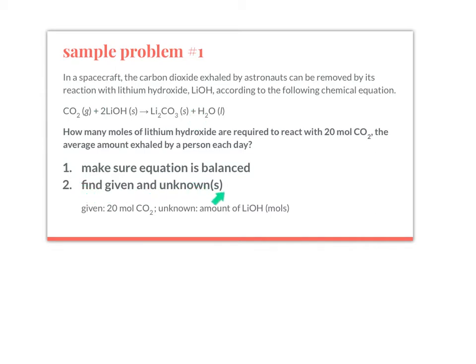Next, we have to find the given and the unknown. So the given is what is given to us in the problem, which is 20 moles of CO2. That's our given. And the unknown is what we're trying to find, which is moles of lithium hydroxide. Okay? So, obviously, remember, we start with our given, and then our unknown is what we end up with at the end, what unit we need to end up with. Okay?